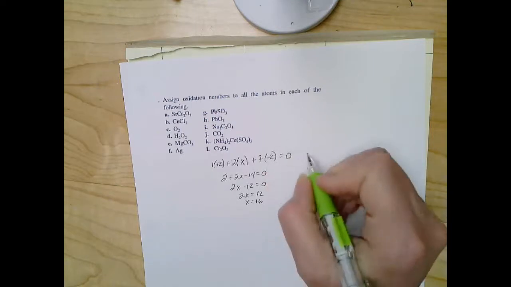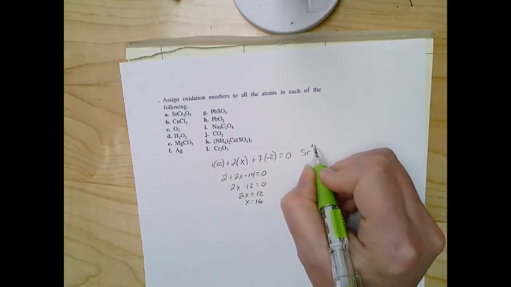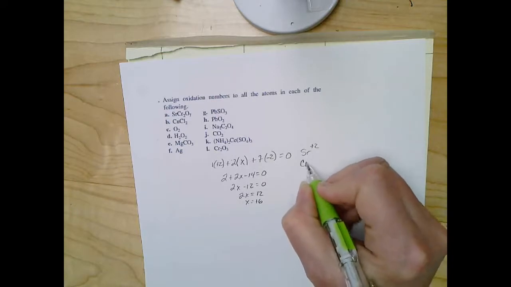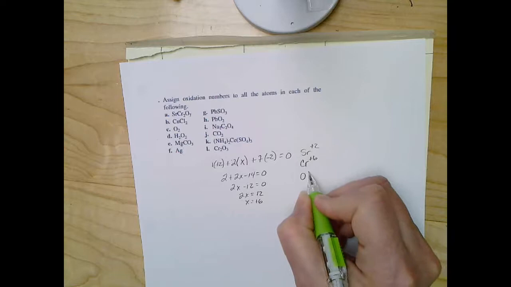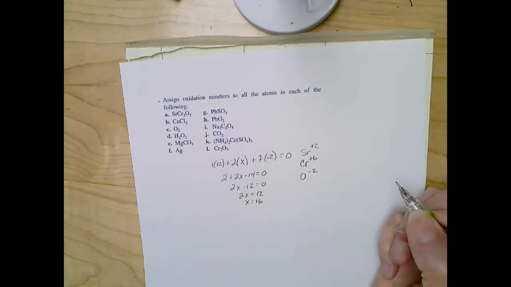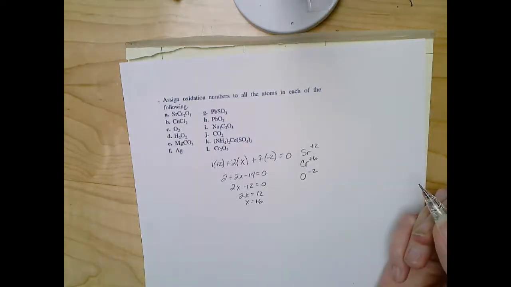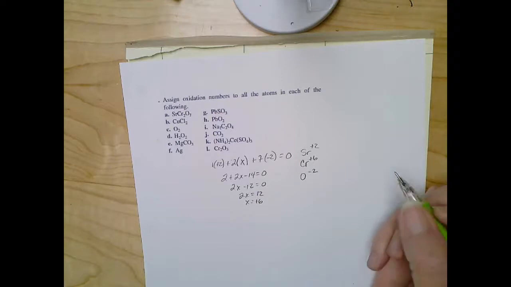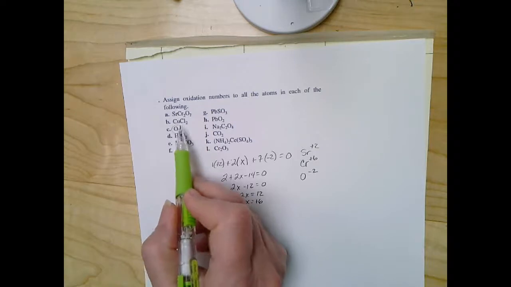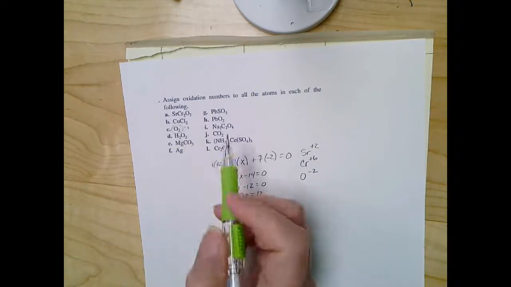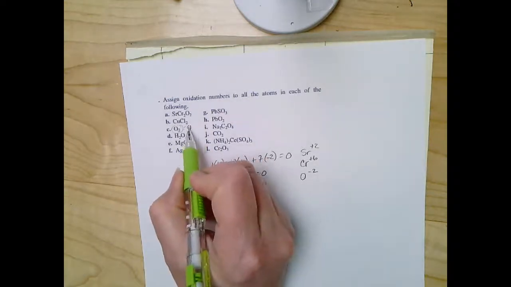So the charge on strontium would be +2. The charge on chromium would be +6. And the charge on oxygen is -2. Let's do another one, a couple more. So I know oxygen, an element by itself has to be equal to 0. So everything on there is 0.